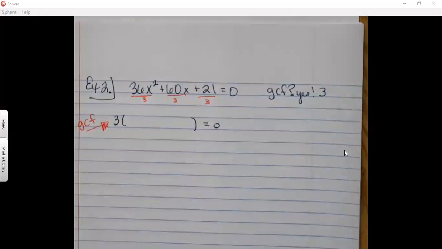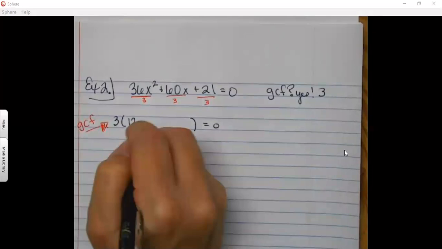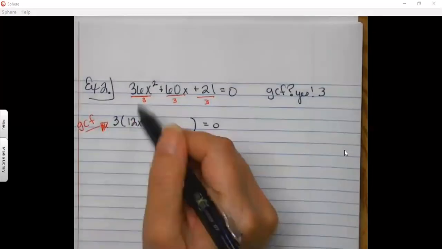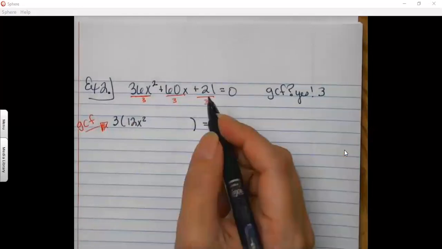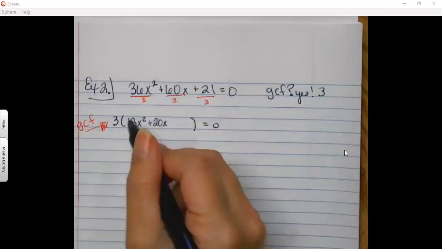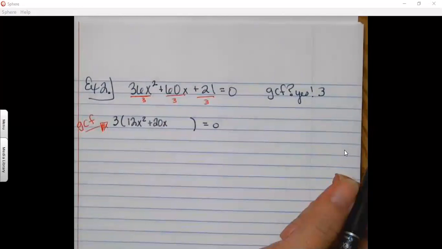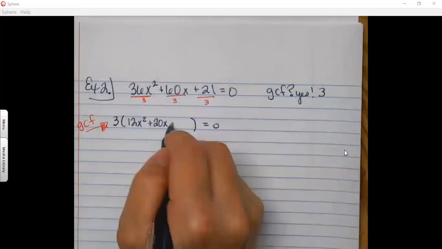Just 12? 12x squared. Think about it backwards. What's 3 times 12x squared? 36x squared, right? All right, what's positive 60x divided by positive 3? Positive 20x. If I distributed the 3 back in, 3 times 20x is 60x. That works out. What's positive 21 divided by positive 3? Positive 7. 3 times 7 is 21.